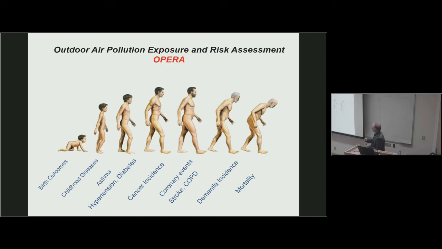We have studies, which I'll explain in a little more detail, on adults: development of asthma, hypertension, diabetes, cancer incidence, coronary events, stroke, COPD, and a lot of the new work we're doing now on the development of dementia. We had a paper published recently in The Lancet in which we showed that the closer you live to a major highway, the higher risk you had of developing dementia.